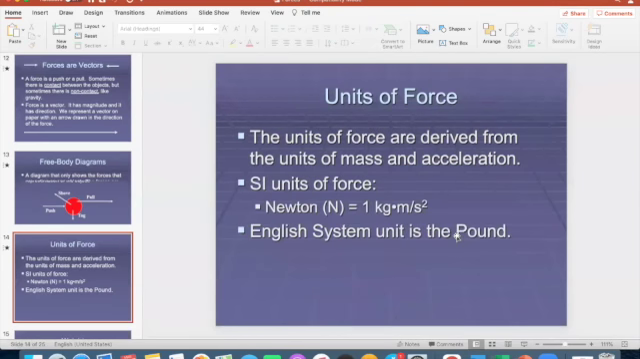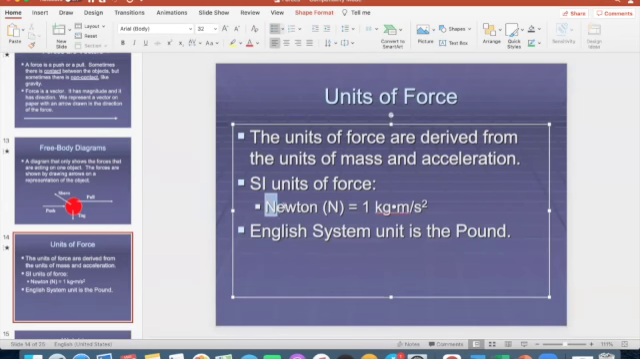All right, so the units of force. Again, we said force was mass times acceleration. The SI unit for mass is kilograms, and the SI unit for acceleration is meters per second squared. Which means kilograms times meters per second squared is equal to a Newton. This SI unit for force is named after Sir Isaac Newton. The symbol for Newton is capital N.